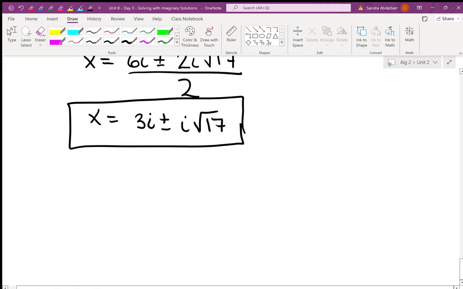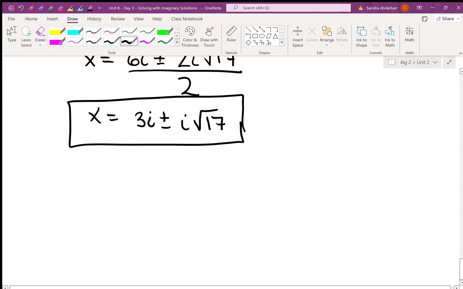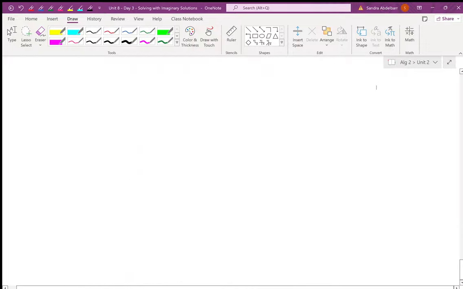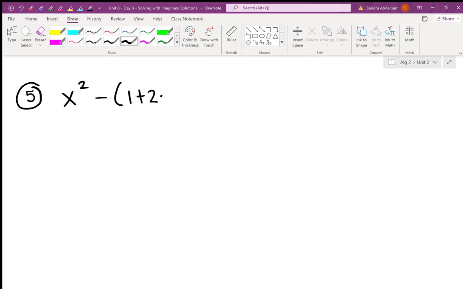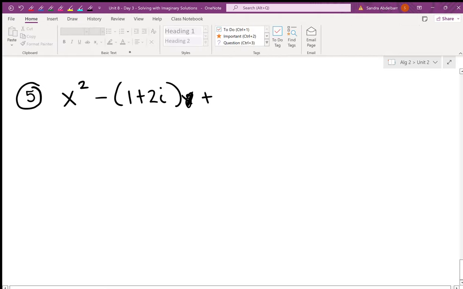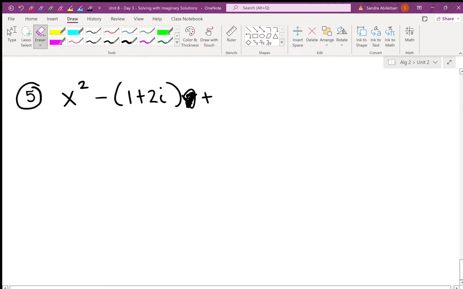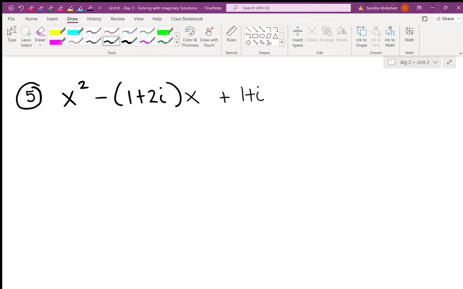All right, you all try this one. Oops, hold on. That should be an x there. Just keep scribbling out. Do you want me to do this with you, or do you want to try this on your own? Try it on your own. Can you use the quadratic formula? Yeah, you can.